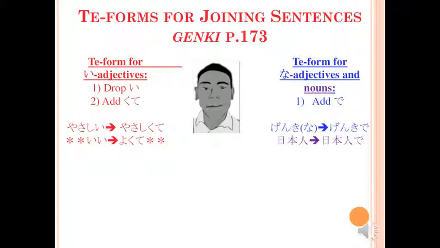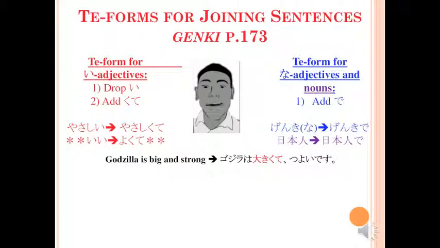Just as we did with verbs, we can use the te form of adjectives and nouns to connect two or more of these elements in a sentence. We might say, for example, that Godzilla is big and strong. Gojira wa ookikute tsuyoi desu.